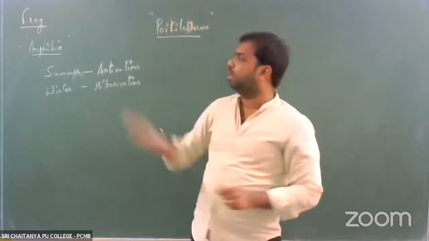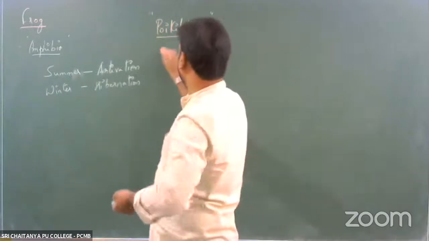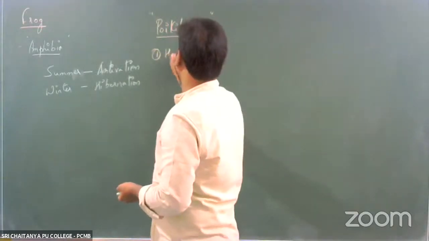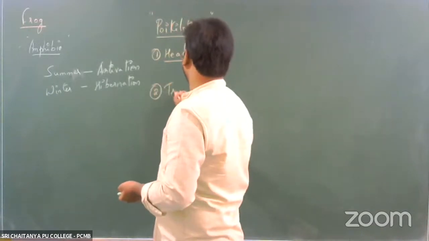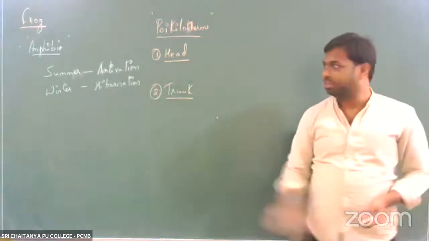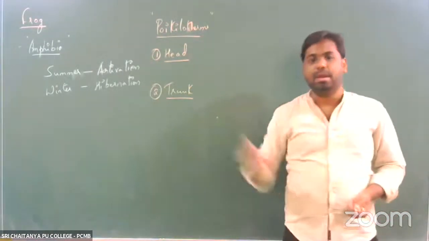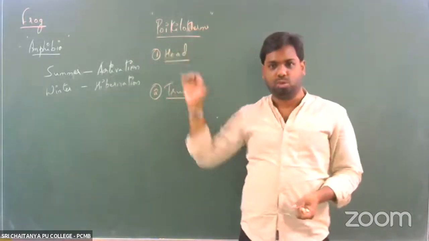Now the body of this organism, that is the frog, has two parts. It could be divided into two regions. The first one is the head, and the second one is the trunk. So the body of these organisms is divided into two regions, the head and the trunk. And remember, the neck is said to be absent in these organisms. So these organisms do not have a neck.